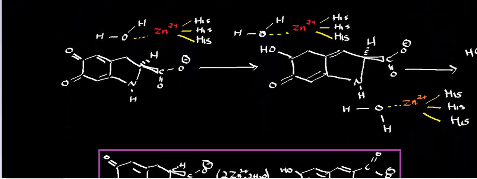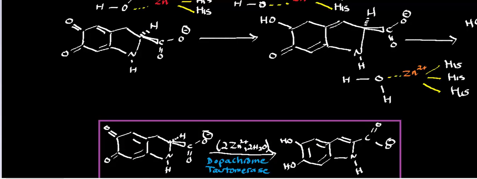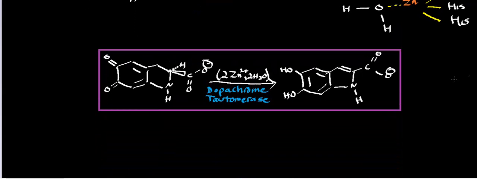Now we're actually going to look at the mechanism of this enzyme, and I think what you'll find is it's actually pretty simplistic. So just some key things about this net reaction of Dopachrome Tautomerase. Number one, we're going from dopachrome, so this molecule right here, this is dopachrome, to dihydroxyindole carboxylic acid. And we're going to look at the mechanism and see how that happens.